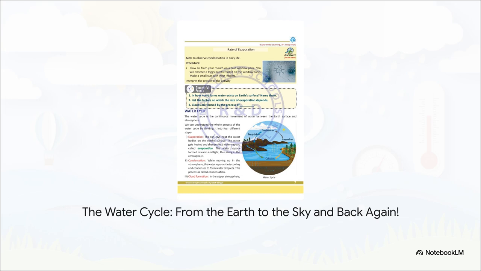First, the sun heats up the water in rivers and seas, and it becomes a gas called water vapor. This is evaporation. Then, this vapor goes high up in the sky where it's cool, and it turns back into tiny water drops. This is condensation. These tiny drops come together to form clouds, and when the clouds become too heavy, the water falls back down as rain. This is called precipitation, and the cycle starts all over again.